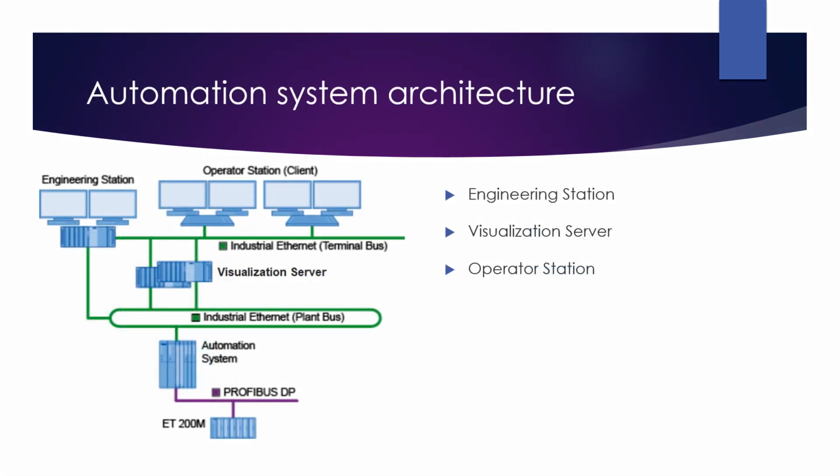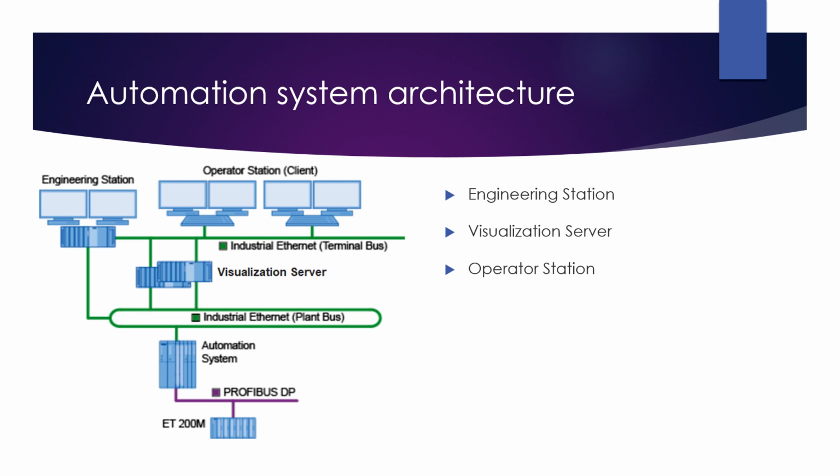In automation systems, we commonly encounter three types of workstations: engineering station, visualization server, and operator stations. Engineering station is where the creation, configuration, and management of the automation system occur. Its primary purpose is to provide a platform for programming PLC controllers, configuring, diagnosing, and maintaining the system, as well as simulating, testing, and uploading programs to the controllers.